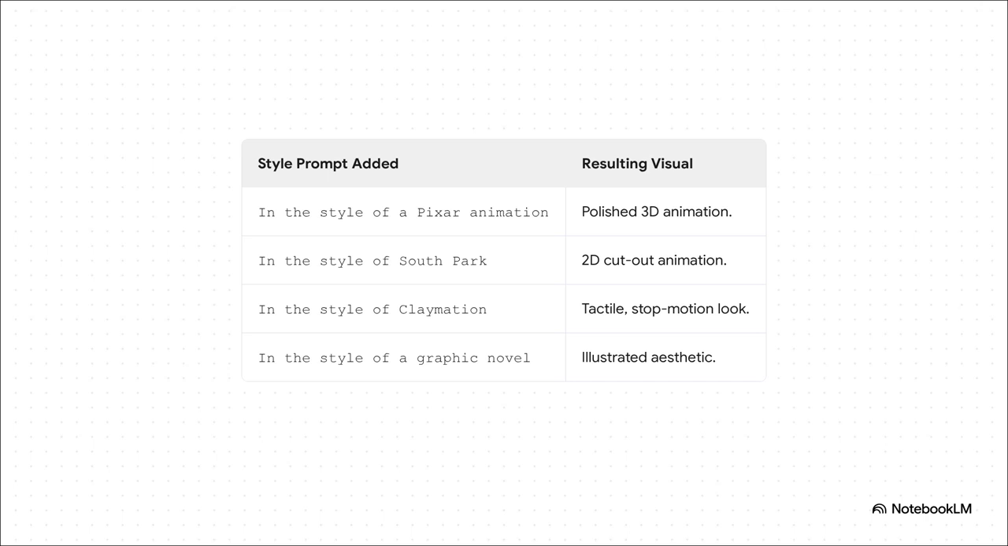Tell it to make something in the style of a Pixar animation, and you'll get that beautiful, polished 3D look. Swap that out for "in the style of South Park," and boom, it generates a 2D cutout animation. You can ask for a claymation, a graphic novel look. The AI knows this huge library of visual styles, and all you have to do is name them.